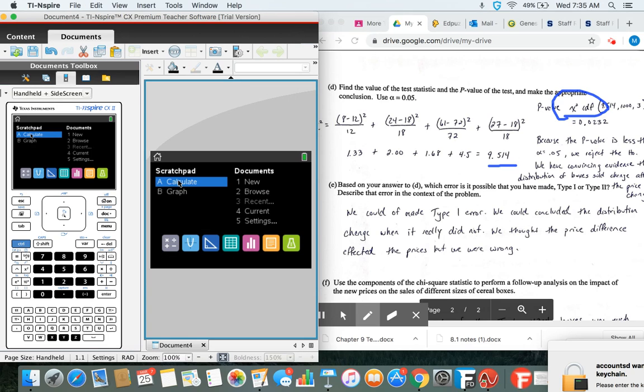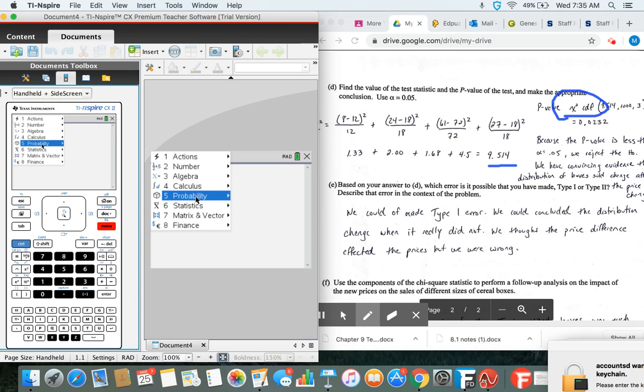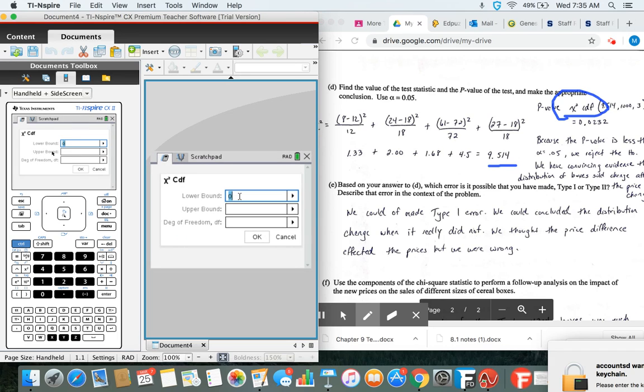Let's just take a quick look here on the scratch pad. So menu, probability, all the distributions that we use are all right here. So norm CDF, TCDF, inverse T. Here's where chi-squared CDF would be. Our lower bound, because these are always right-tailed, will be our chi-squared statistic, so 9.514. And the upper bound will always be a big number.